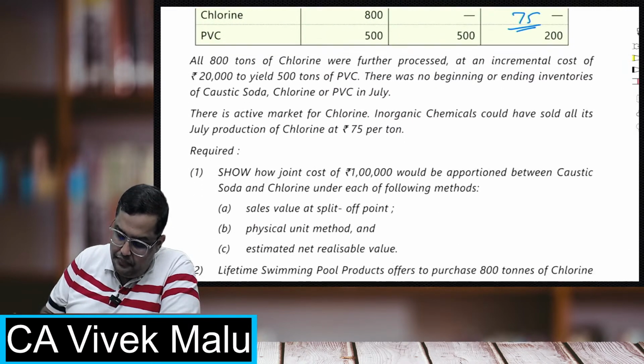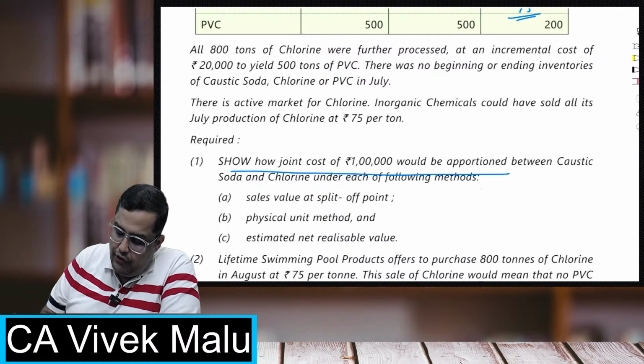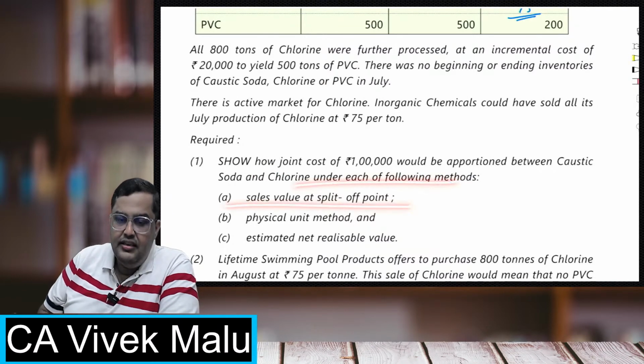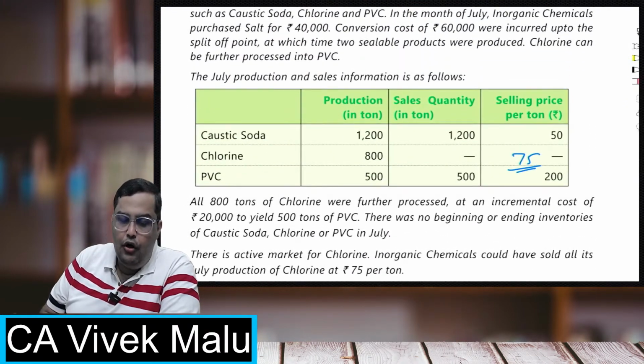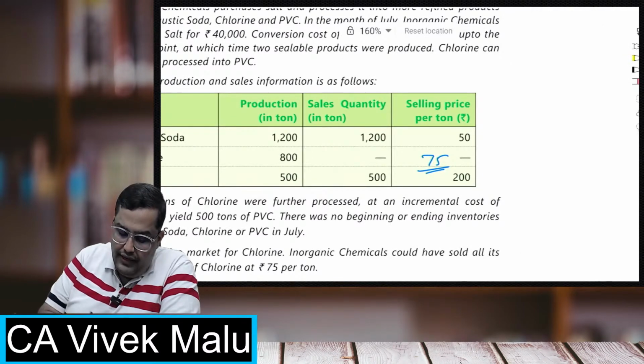Okay, remember that. Show how the joint cost of 1 lakh would be apportioned between the caustic soda and chlorine under each of the following methods. First is sales value at split-off. So if I have to segregate this 1 lakh by sales value at split-off, how am I going to do that? It's very simple.